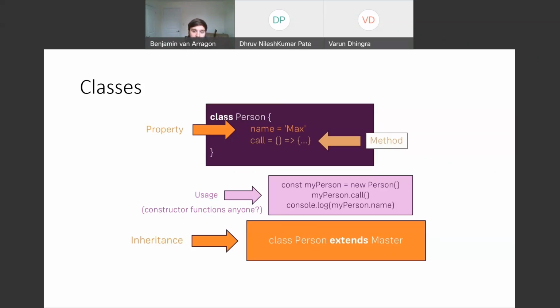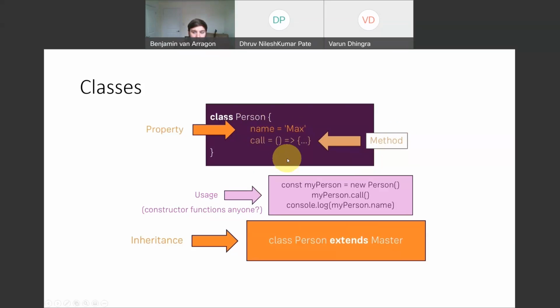So we have to use the class keyword to create a class, and then they can have properties and methods inside of them. This person class here has a property called name with a value of max, but it can also have a method in it called call that expects no parameters, with an arrow function and then some logic in here. So I could do person.call.